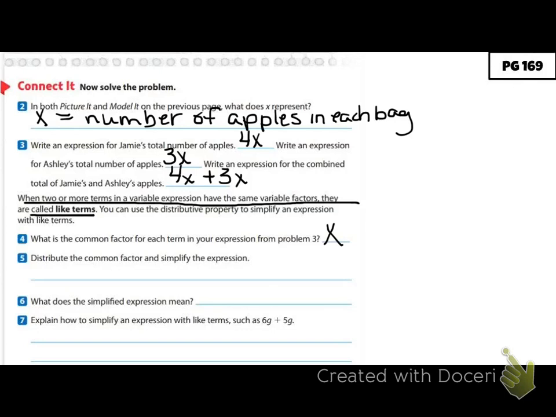So, if I have 4X plus 3X, and I pull out the X, it's going to give me X, and I'm going to be left with 4 plus 3. Now, I can work my way through and simplify. What is 4 plus 3? It's 7. So I can simplify, and now I have X times 7. Or I can rewrite that as 7X, because that also means to multiply.